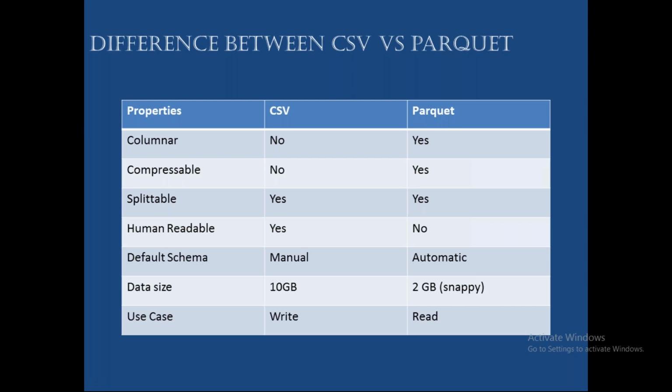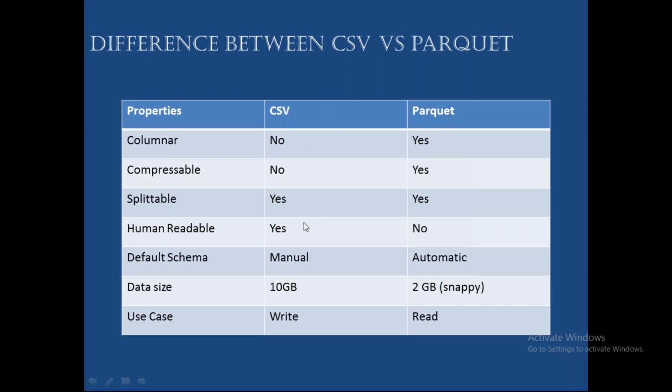When you are distributing the work, let's say you have a single file, you should be able to split that particular file into multiple chunks, isn't it? For example, you have a 4 node cluster and 4 partitions, so I need to split my file into 4 partitions. Is it splittable or not? Whether you have a CSV file format or a Parquet file format, both are splittable. You are able to split both files.